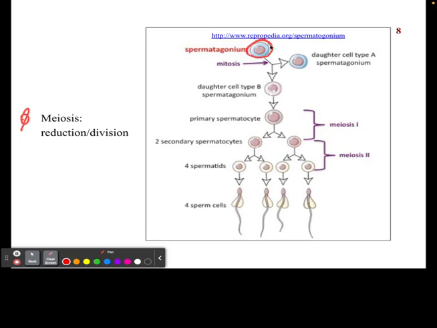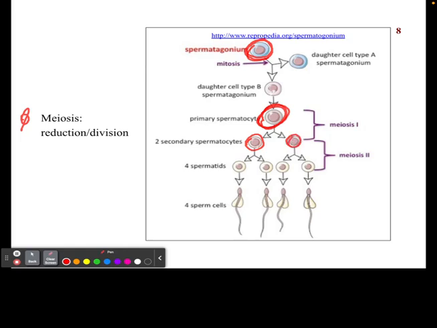Spermatogonium, that is the initial cell. It is going to divide, right? It's going to go through meiosis. Once it goes through meiosis, it is going to be a primary spermatocyte. Once that primary spermatocyte divides, we will have two secondary spermatocytes.